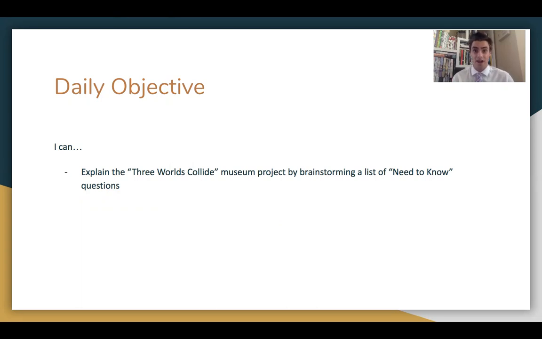Our daily objective for the day is: I can explain the Three Worlds Collide Museum project by brainstorming a list of need-to-know questions.